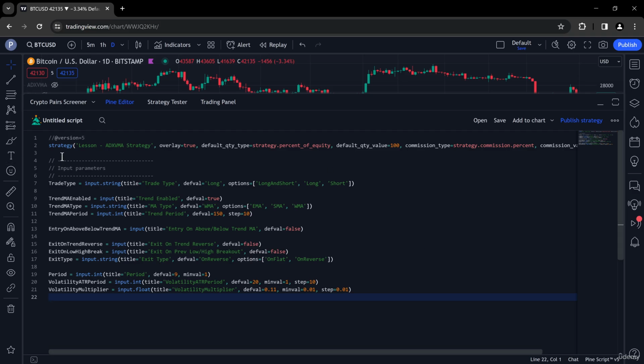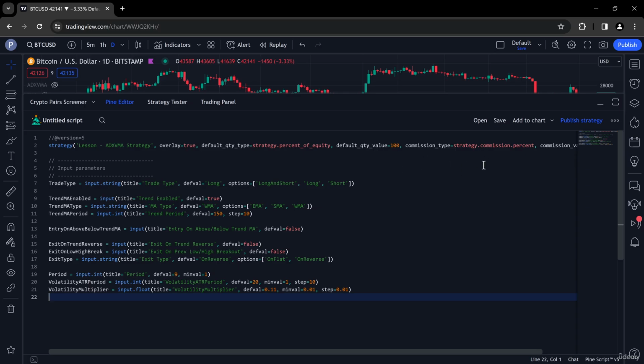First of all, we use a strategy function to identify that this is a strategy Pine script, and it has several strategy parameters that we have set. First of all, overlay is true, meaning that any plots are going to be overlaid on top of the main chart. After that, we have a default quantity type, which is percent of equity, and then the quantity value is 100, meaning that on each trade we're going to use the entire virtual account balance of our strategy.